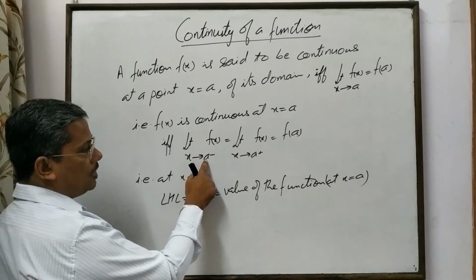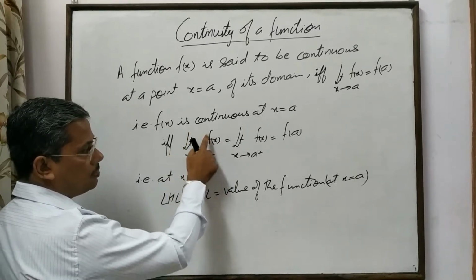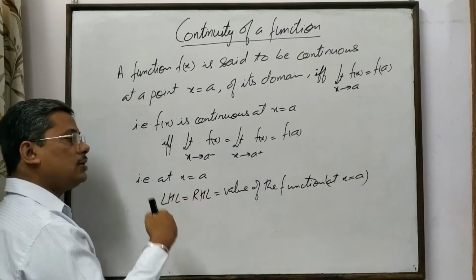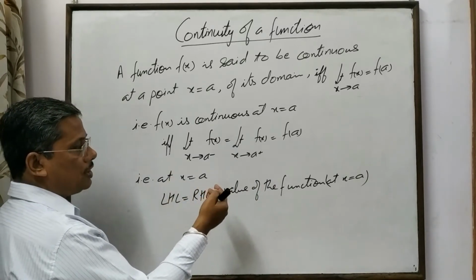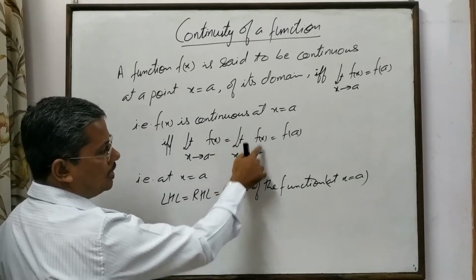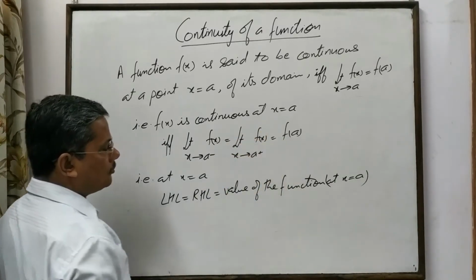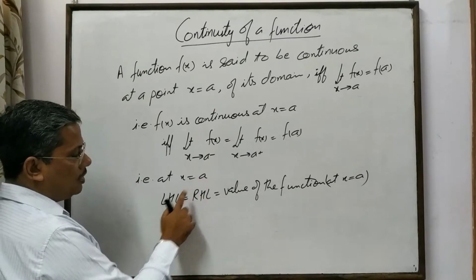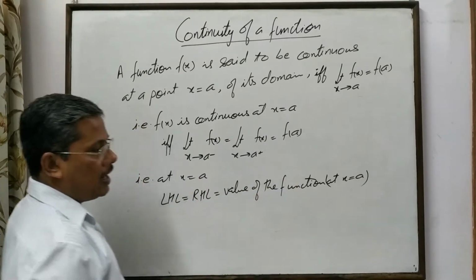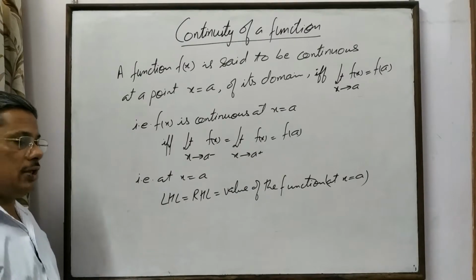So limit x tend to a negative f of x makes the left hand limit, is equal to limit x tend to a positive. Now we added something infinitesimally small to a, which means x lies on the right of a. So this is called the right hand limit, is equal to the value of the function. That is, at x is equal to a, left hand limit should equal right hand limit, which is equal to the value of the function at x is equal to a.